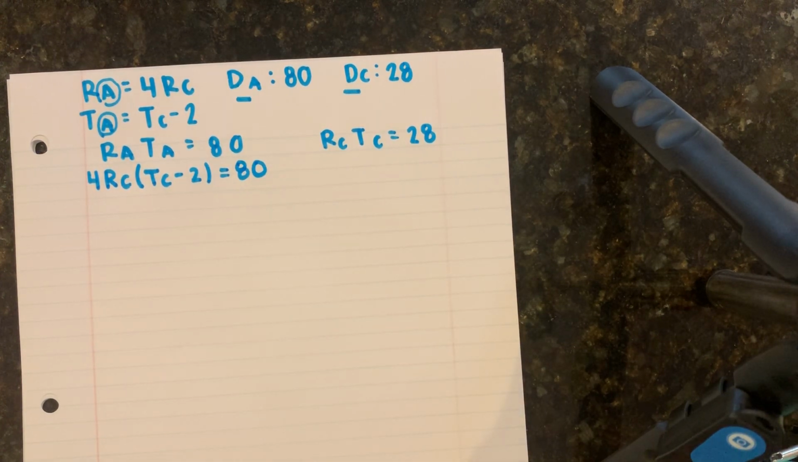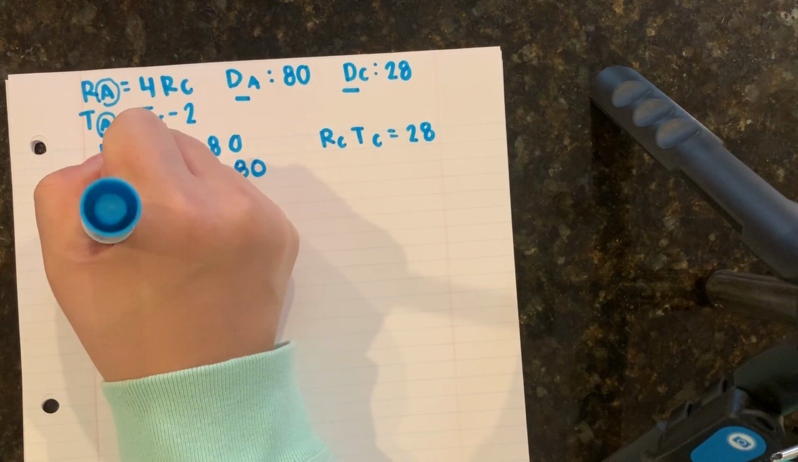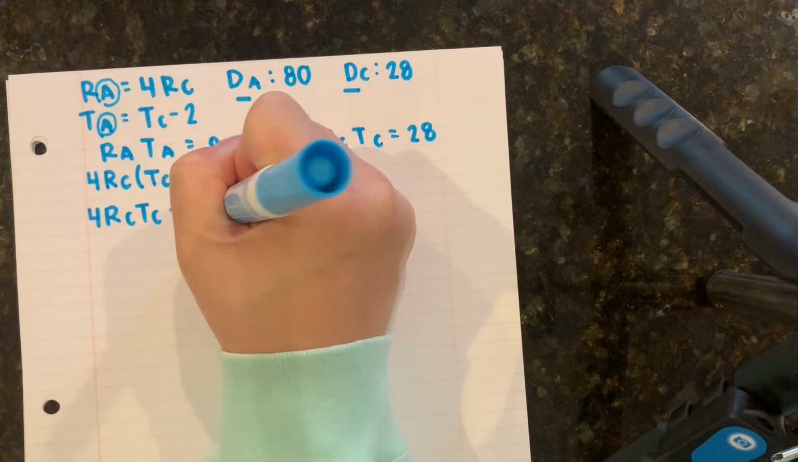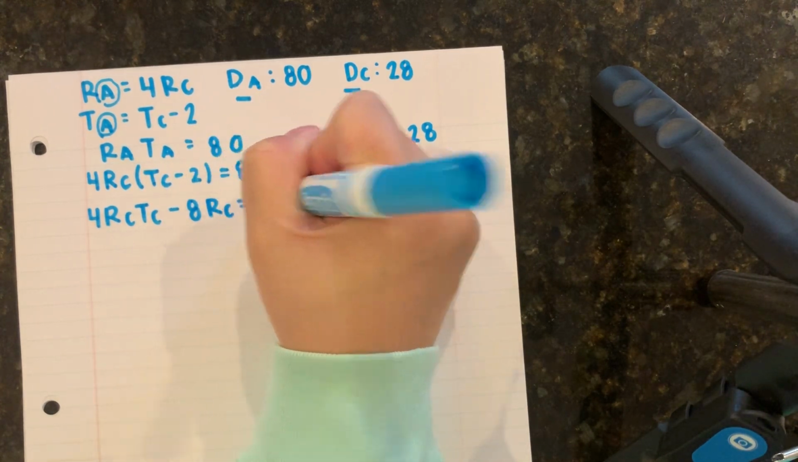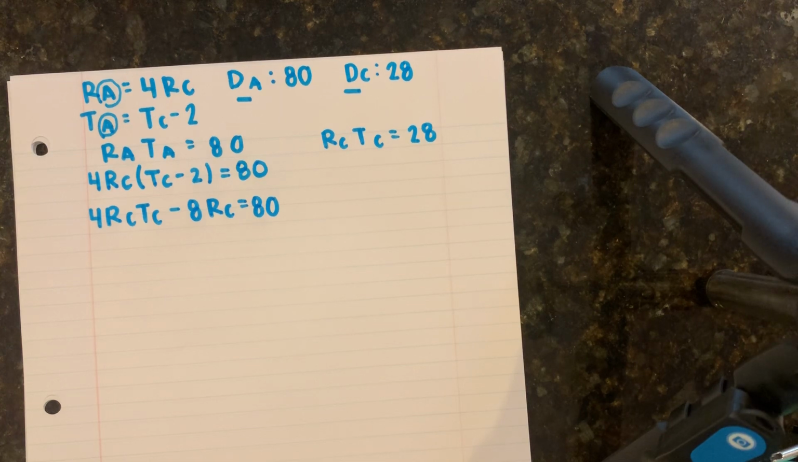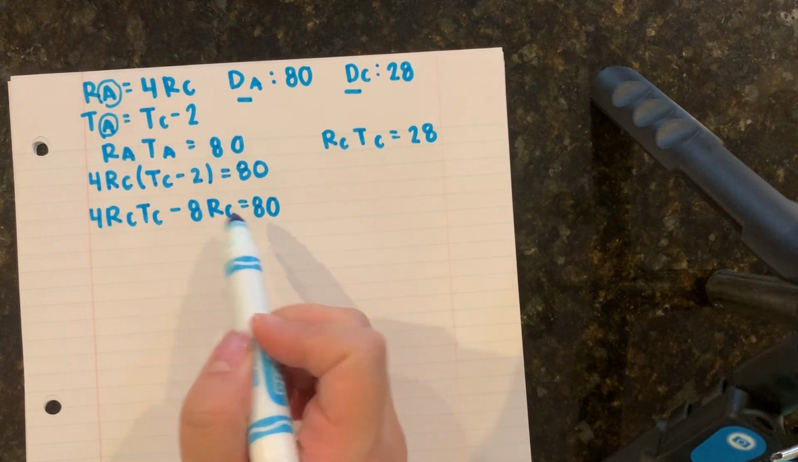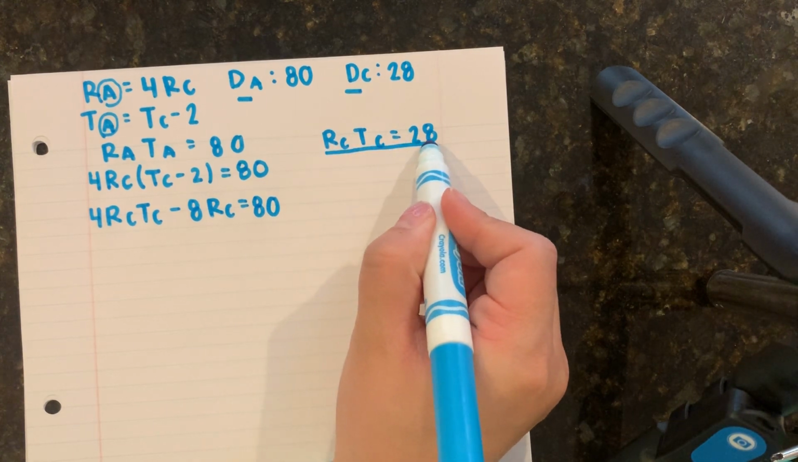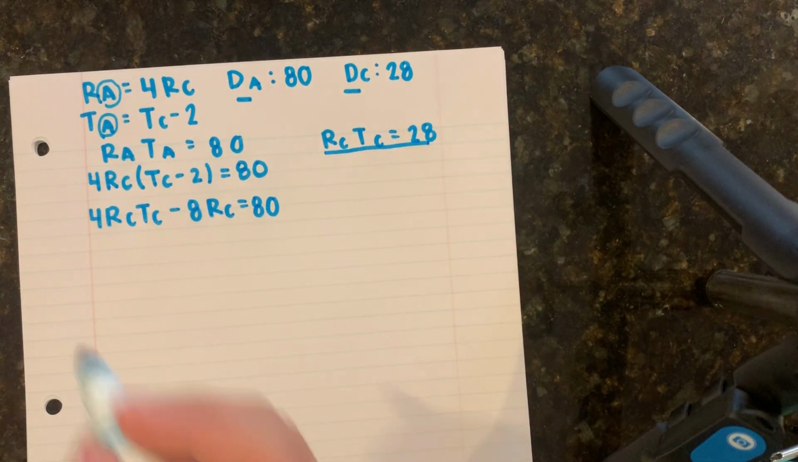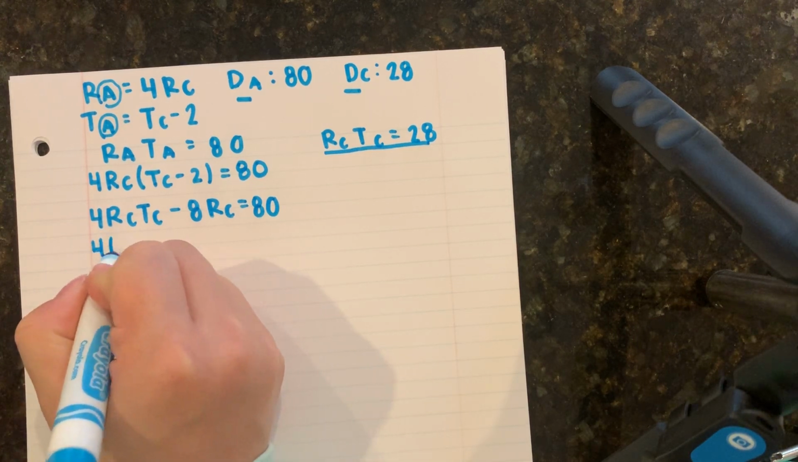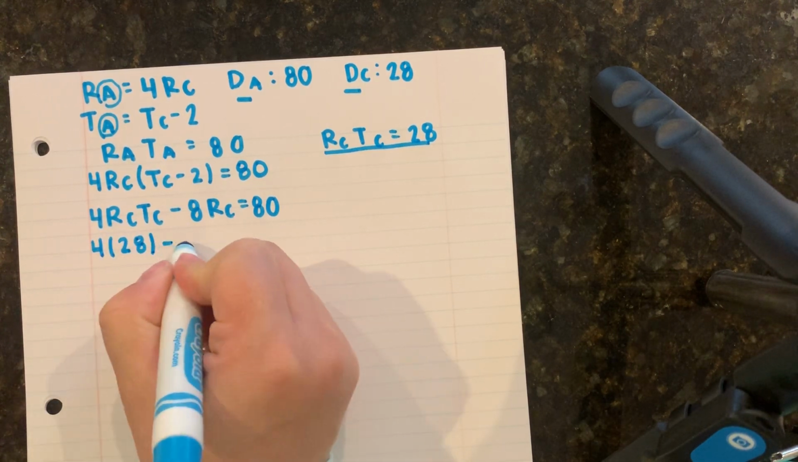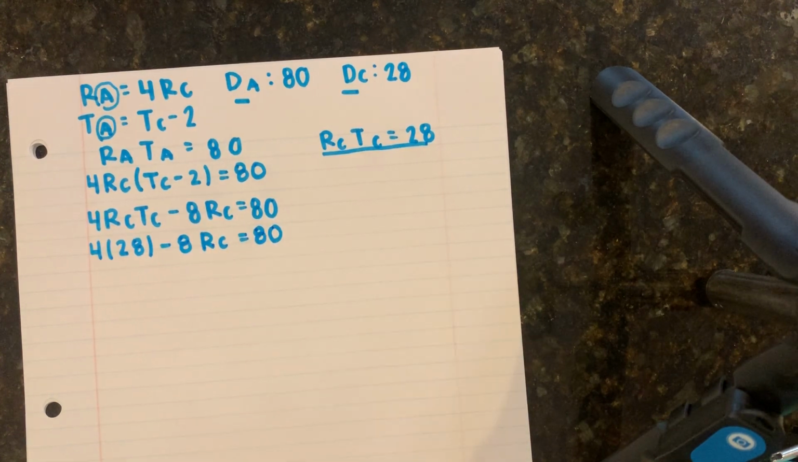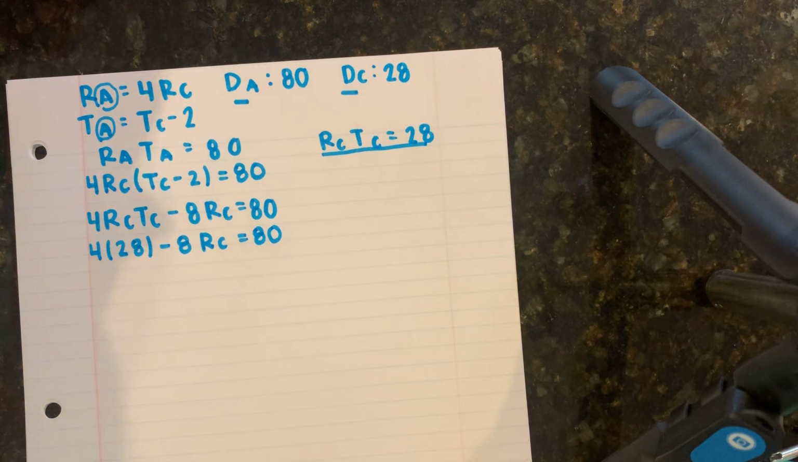Now I can distribute my 4RC, and that would give me 4RCTC minus 8RC is equal to 80. Now what I should recognize here is at this point, there's really nothing else I can do with this equation. But I look over here and I see that RCTC is equal to 28. So I'm actually going to plug that into my equation. So I have 4 times 28 minus 8RC equals 80. And now I'm only left with one unknown, my RC.